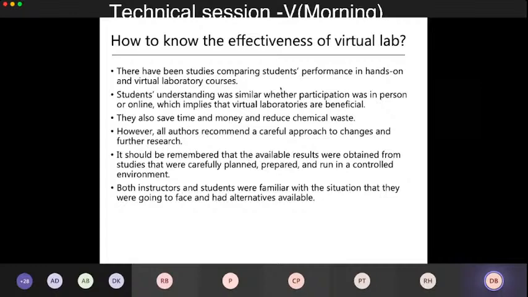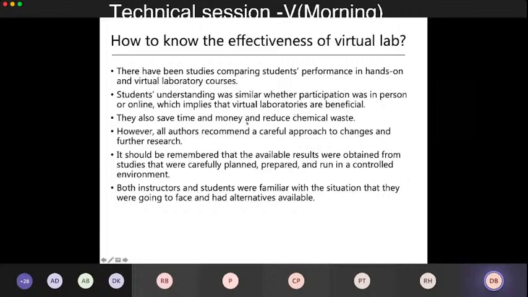There have been studies comparing students' performance in hands-on and virtual laboratory courses. From an earlier two-question online survey, it was found that student understanding was similar to that in a physical experiment in the laboratory. They also save time and money, and, as I said, reduce chemical waste.